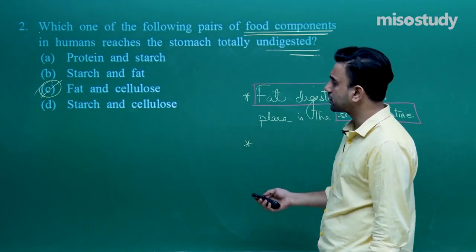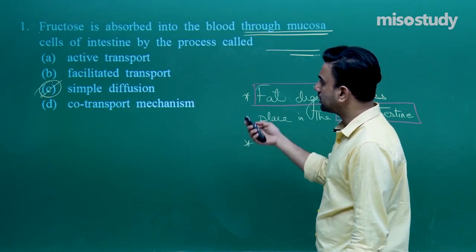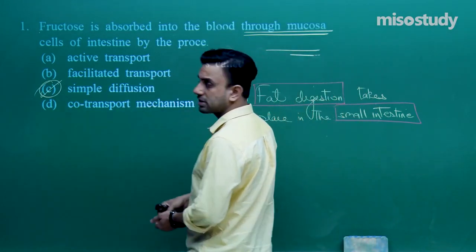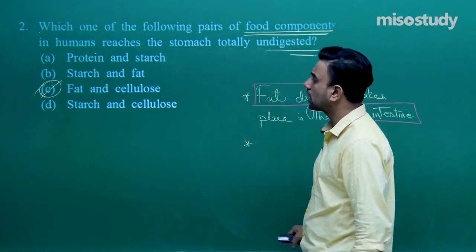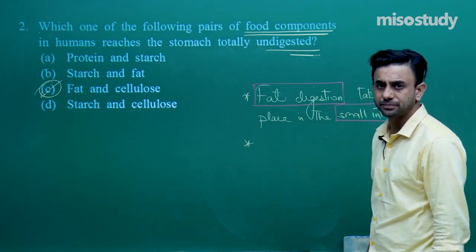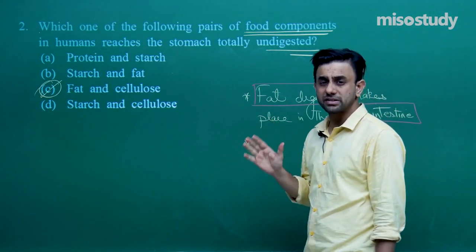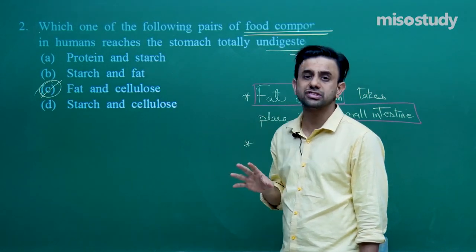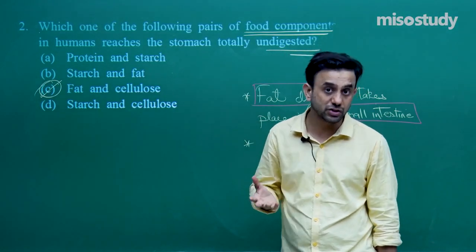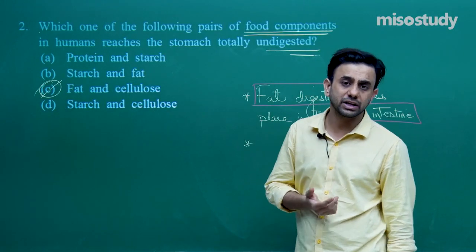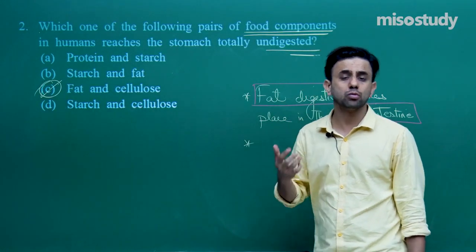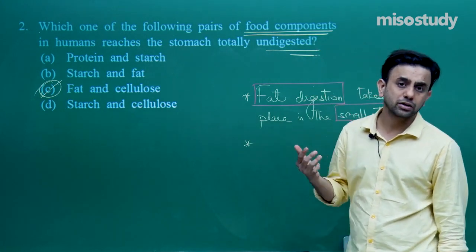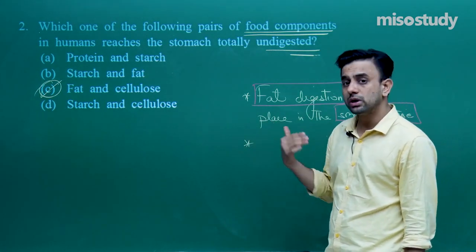I hope for the first one I gave you the answer, the facilitated transport, and for the second one it is fat and cellulose. The gastric lipase is there, but the conditions are not there for it to work at such an efficiency. So, we consider it to be working at almost negligible levels. Hence the fat will be absorbed and digested only after the stomach.